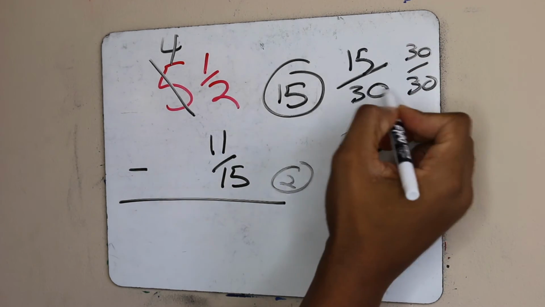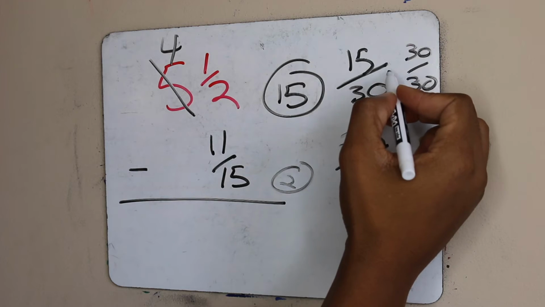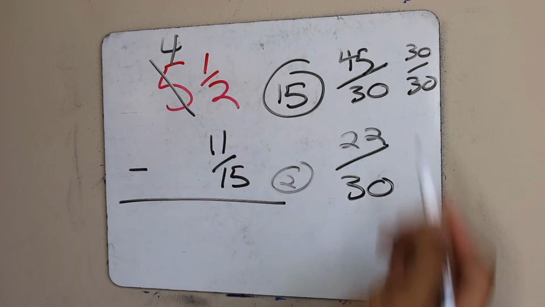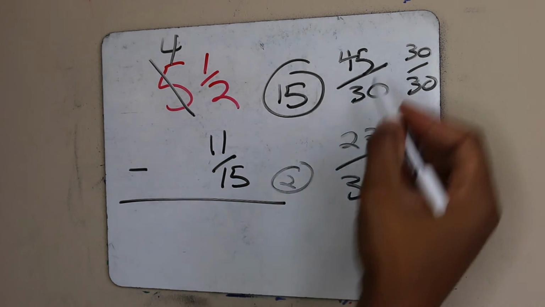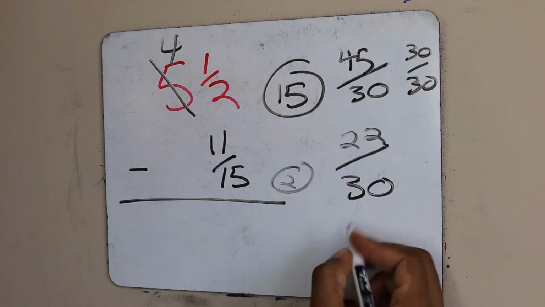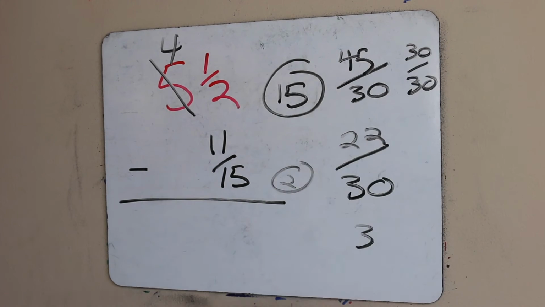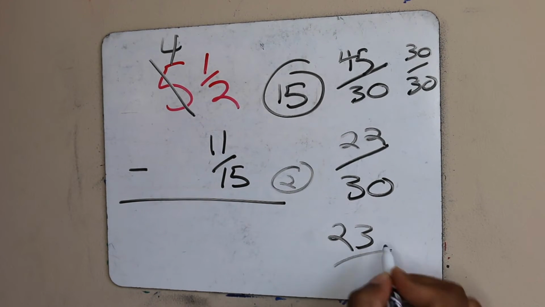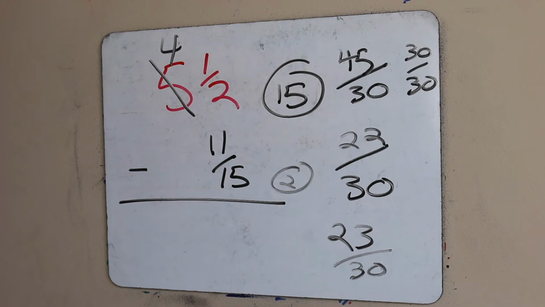Denominator stays the same. So this becomes essentially 45. Okay, so 45 minus 22. 5 minus 2 is 3. 4 minus 2 is 2. And that is all over 30. And what do we have left? The good old 4. Okay, so the 4 comes down. And there you have it. 4 and 23/30ths is what this person had left after they sold their shares of the stock.